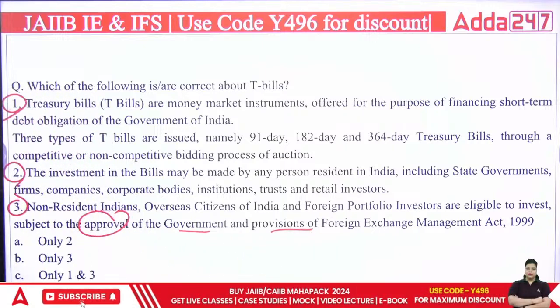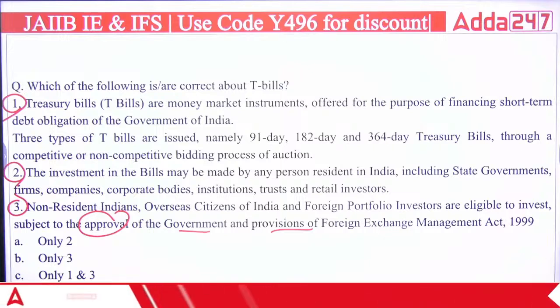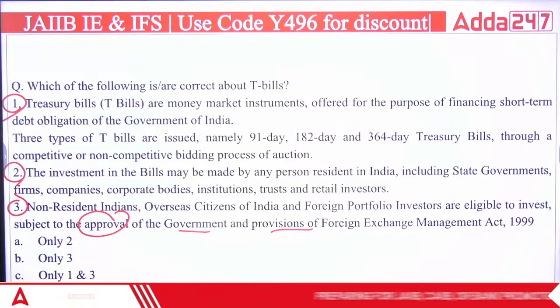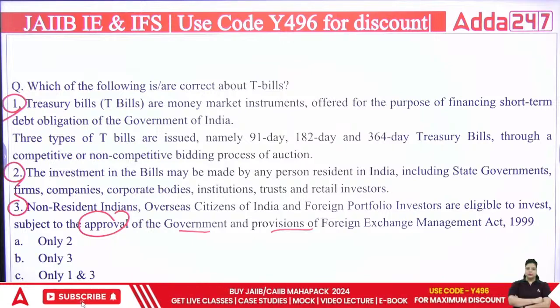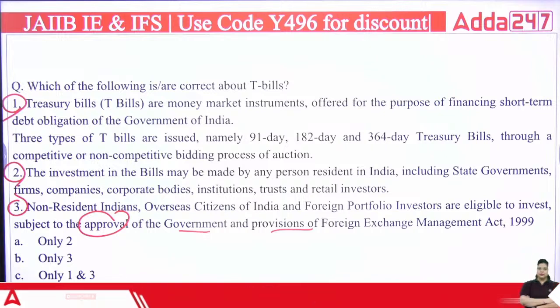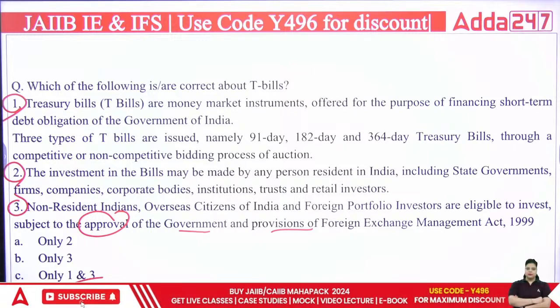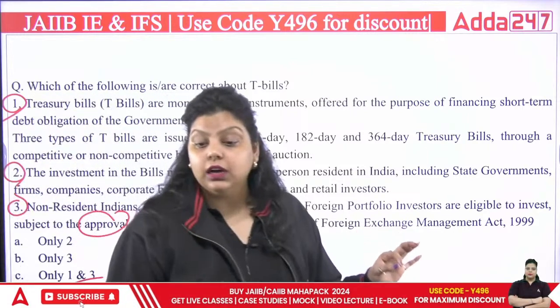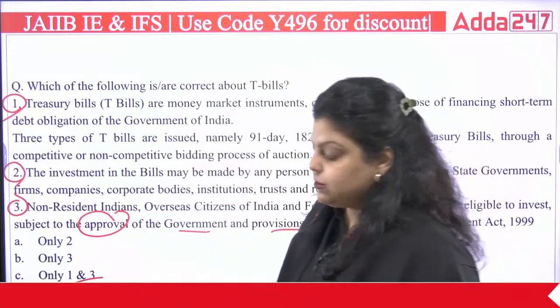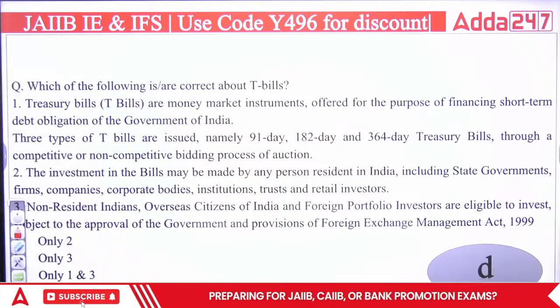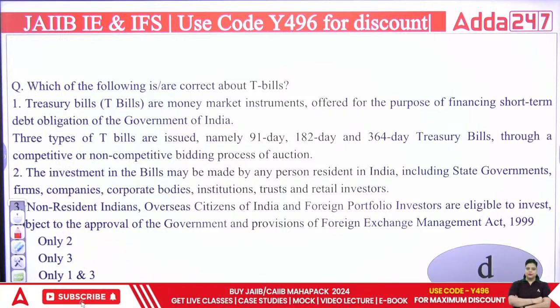So these are the three statements that have been given to you. Out of these three, let me know which of the following is correct. A, B, C or D. Which of the following is correct here? So the right answer will be all of the above. The right answer will be what? It is all of the above. Okay, this is your right answer. Because all the statements regarding Treasury bills are correct here.